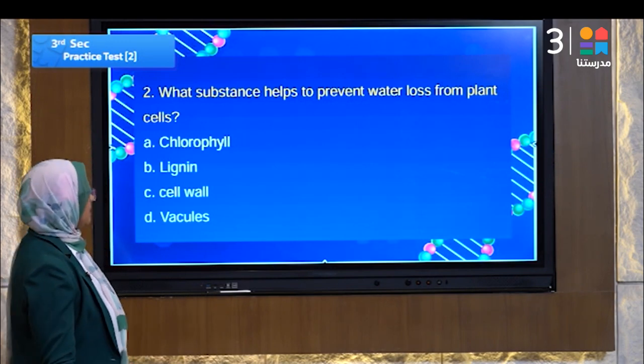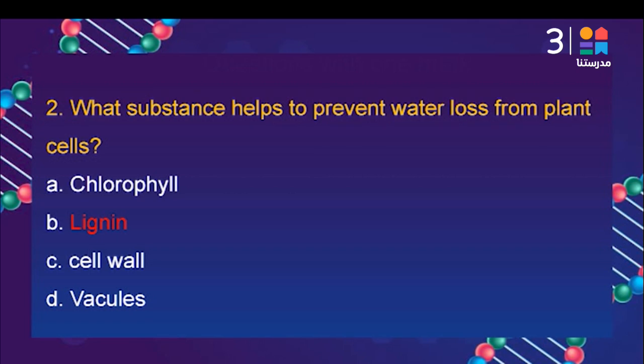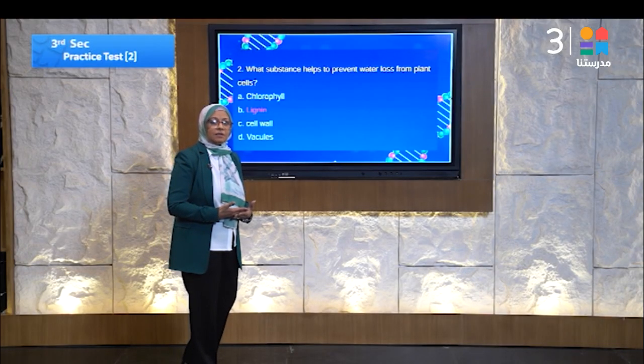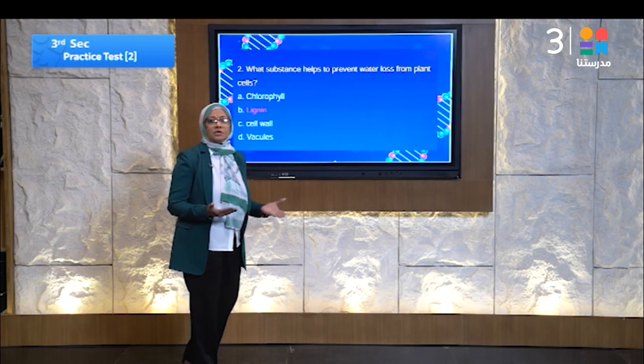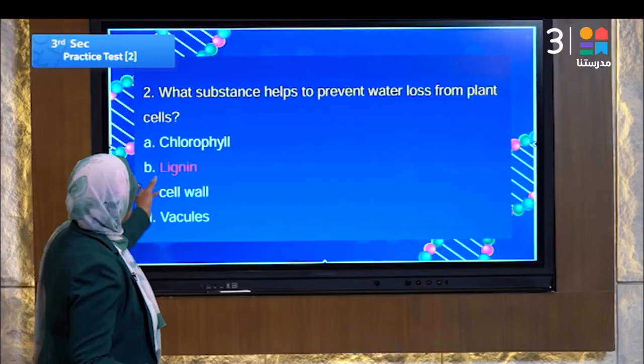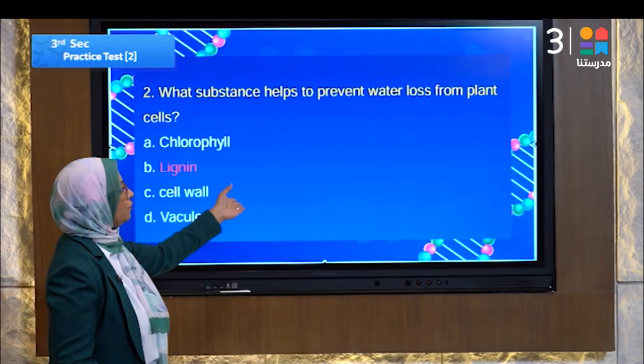Let's go to the answer. What is the answer? It is lignin. Yes, lignin prevents the loss of the cell water. The cell water is very important for the cell because the plant is exposed to the sunlight for 24 hours. No, at the daylight only. Yes, the answer is B, lignin, to prevent the loss of water.